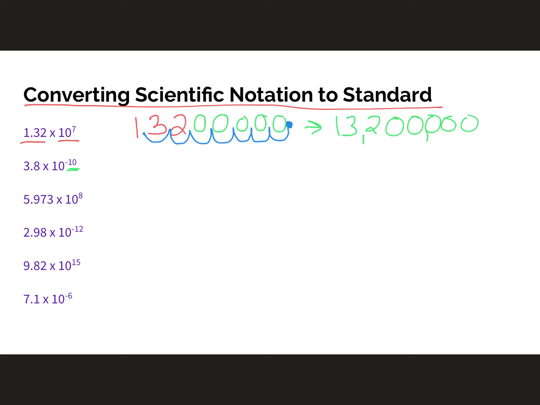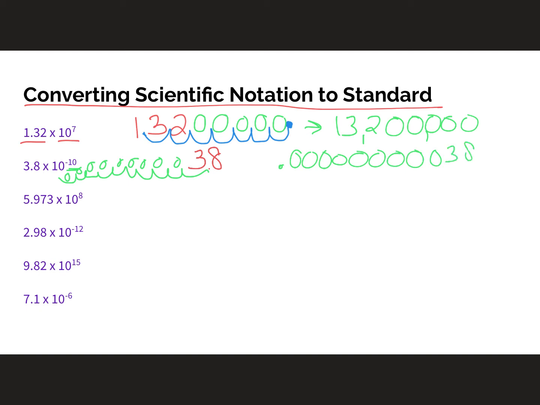Well, what if I have the negative 10? Remember we talked about the fact that negatives are dividing and they are moving our decimal to the left. So again, let's look at what we start off. We have 3.8, and the decimal point's right here. And we are moving it to the left 10 times. 1, 2, 3, 4, 5, 6, 7, 8, 9, 10. So I'm adding 1, 2, 3, 4, 5, 6, 7, 8, 9 zeros. So I have 1, 2, 3, 4, 5, 6, 7, 8, 9 zeros, then 3, 8. So you notice when we have these negatives, we have very small numbers.